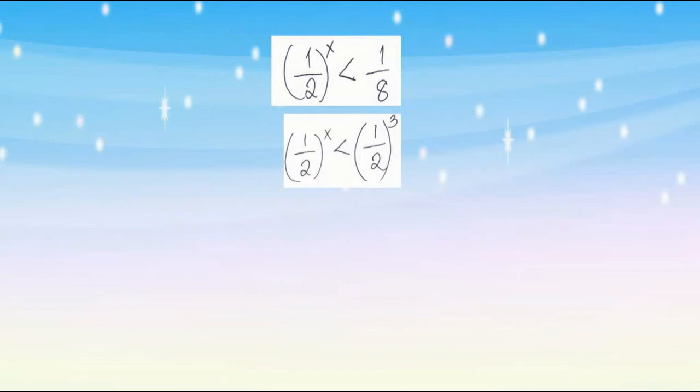Let's now solve another inequality. 1/2 to the power of x is less than 1/8. Let's now rewrite this as 1/2 to the power of x is less than 1/2 to the power of 3. Since the base, which is 1/2, is less than 1, this inequality is equivalent to x is greater than 3. So, the answer is 3 to positive infinity.